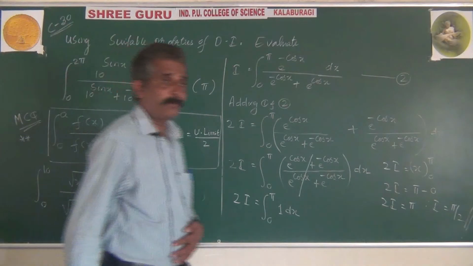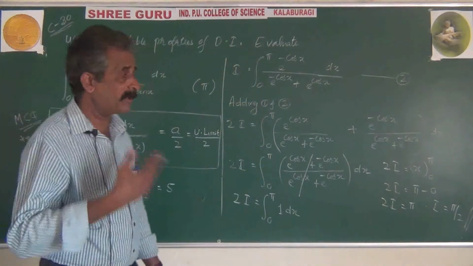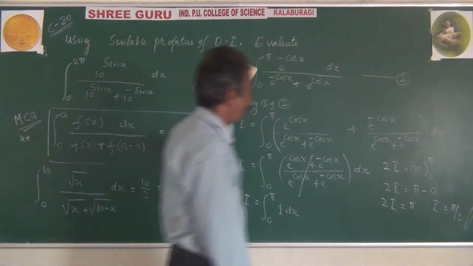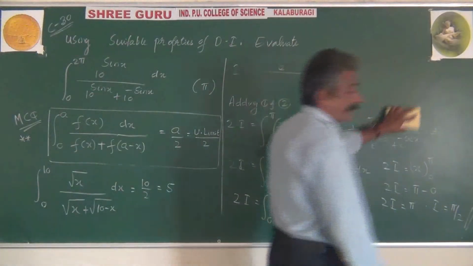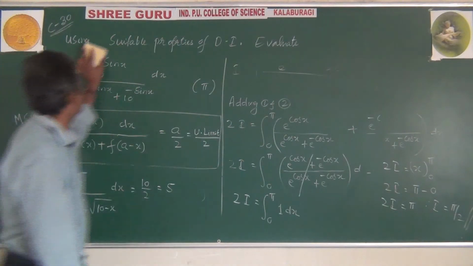We come to the next property, number 5. Property number 5 is just an extension of property number 4. Now write property number 5, or theorem number 5, on definite integrals.